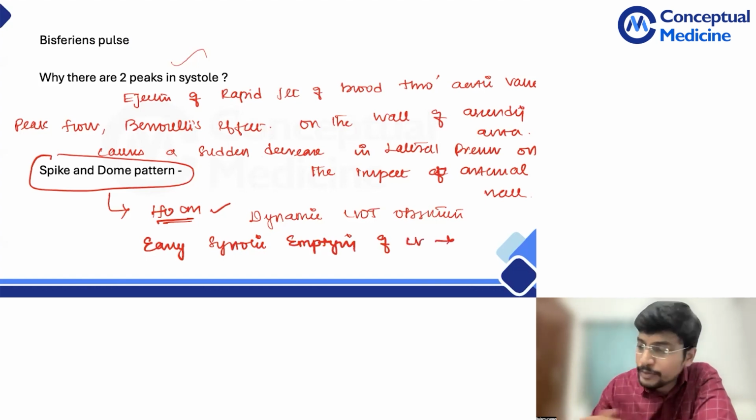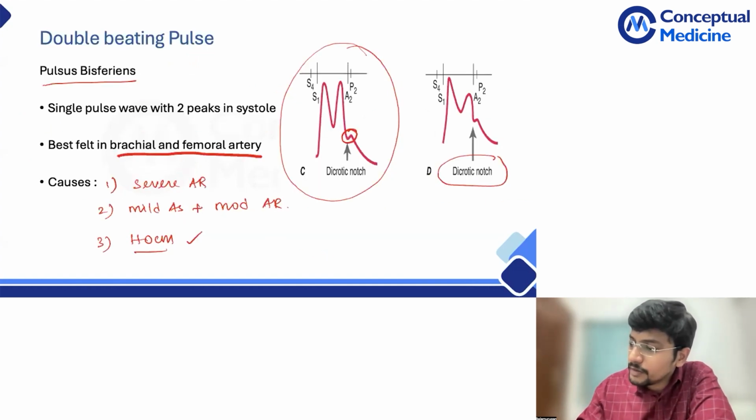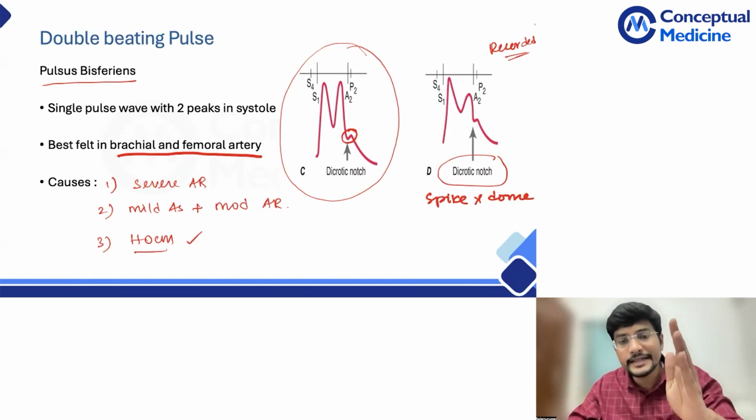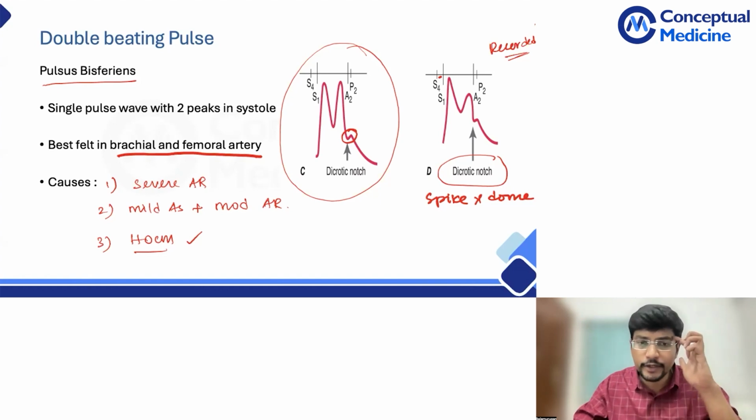I'll show you the spike and dome pattern so that you can understand. This is that spike and dome pattern. It is generally not palpated, it is only recorded. If you look at the percussion wave, which is the early systole where maximum LV emptying happens, it is a higher and sharper peak. And then in late systole, there is one more peak that is smaller than the first peak. This is the spike and this is the dome. This is classically seen in HOCM, hypertrophic obstructive cardiomyopathy.